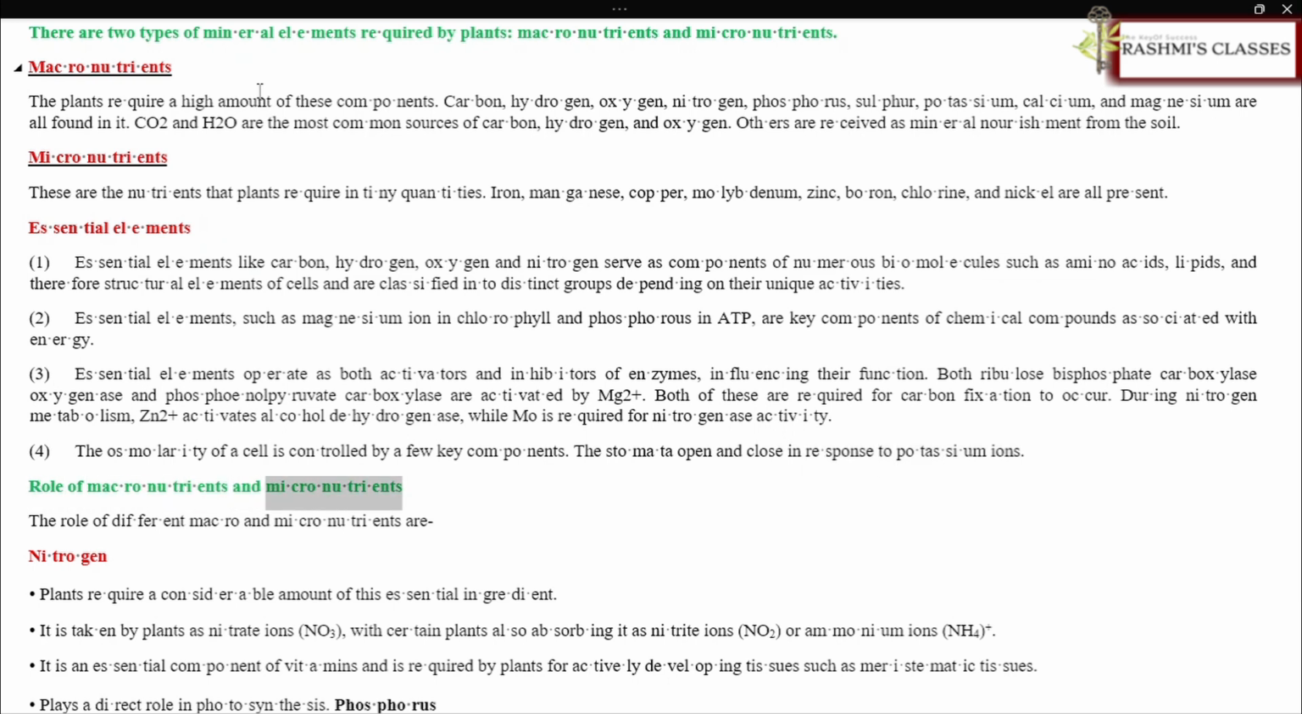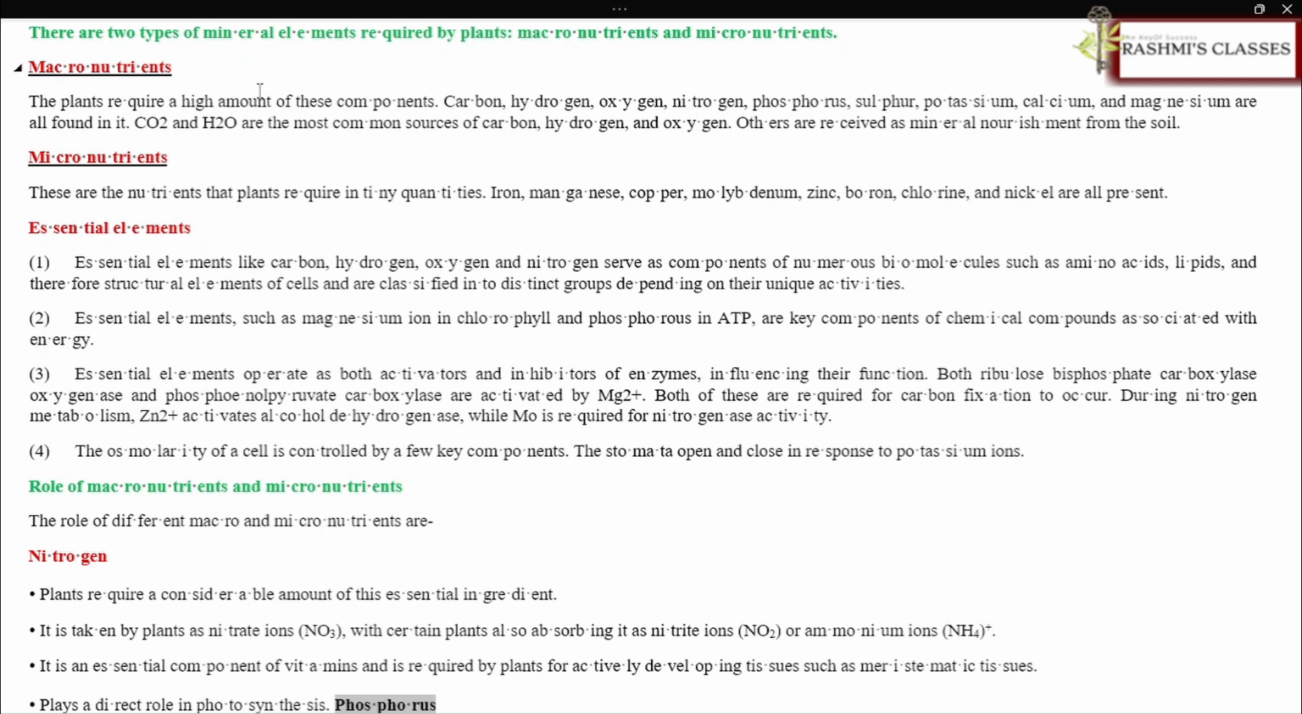Role of macronutrients and micronutrients. The roles of different macro and micronutrients are as follows. Nitrogen. Plants require a considerable amount of this essential element. It is taken by plants as nitrate ions, NO3-, with certain plants also absorbing it as nitrite ions, NO2-, or ammonium ions, NH4+. It is an essential component of vitamins and is required by plants for actively developing tissues such as meristematic tissues. Plays a direct role in photosynthesis.